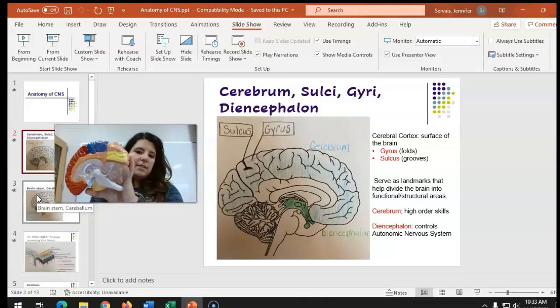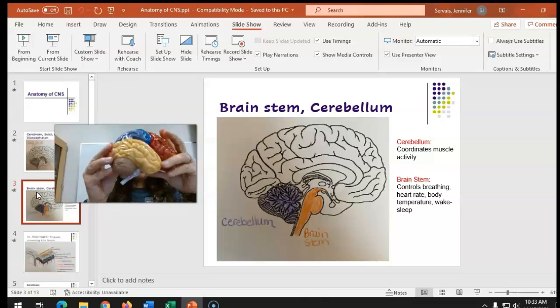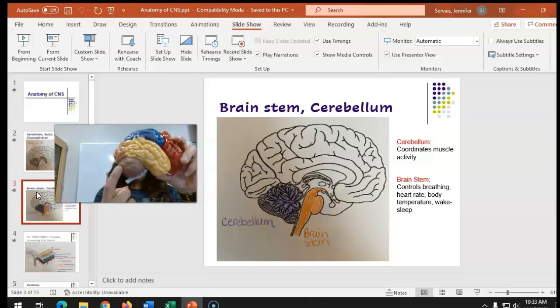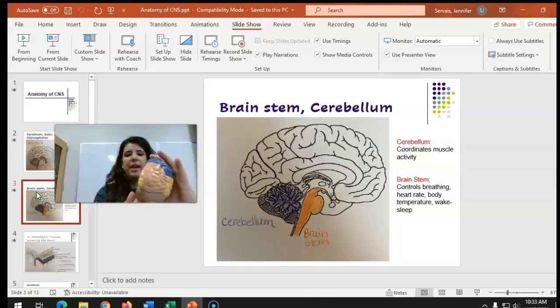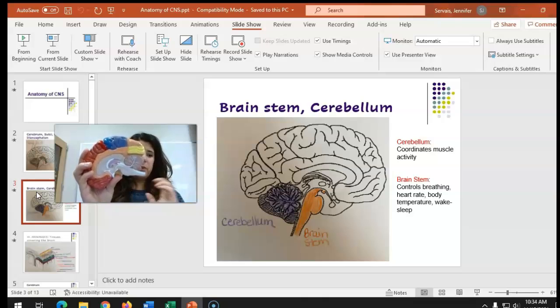The next two divisions are going to be the brainstem and the cerebellum. Again, if you're looking at it from the outside, you can see the cerebellum is located right here. This is going to be in charge of coordinating all of our muscle activity. And then I'm going to flip it to the interior view here. This would include your brainstem, which is going to control all of our involuntary functions, including our breathing, our heart rate, body temperature, our wake-sleep cycle. And it is going to eventually be connected out to your spinal cord. So those are the four major areas of the brain.